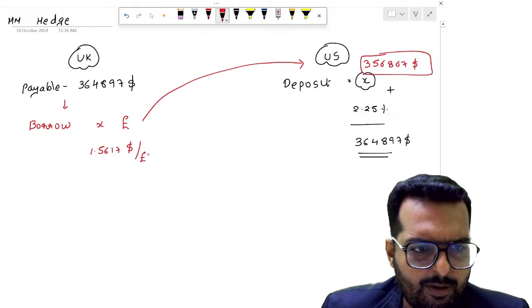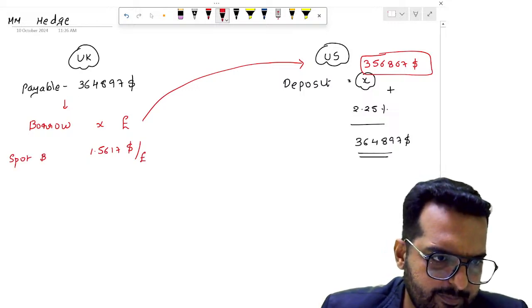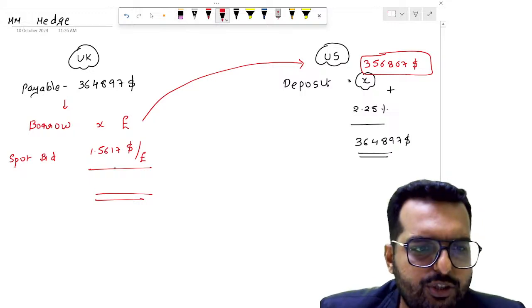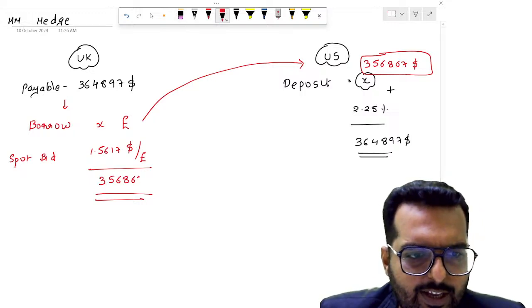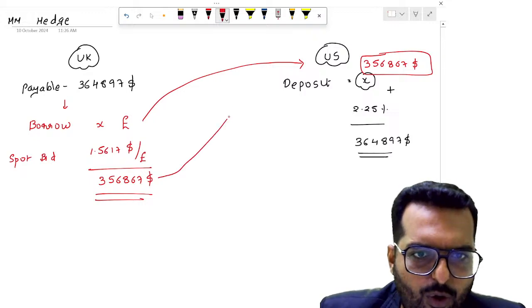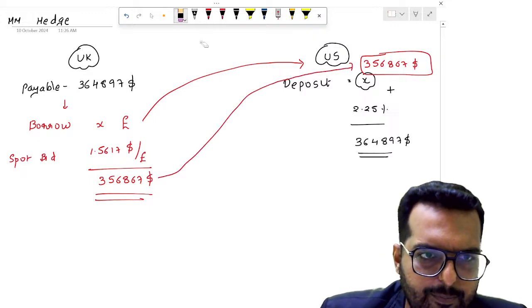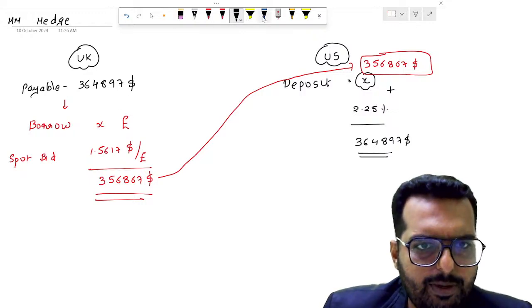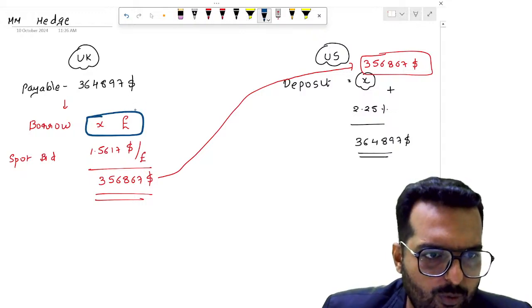1.5617 dollar per pound is the spot bid rate. Correct? So once I convert, I should get $356,867, and that is what I am supposed to invest over here. Everybody clear with this part?